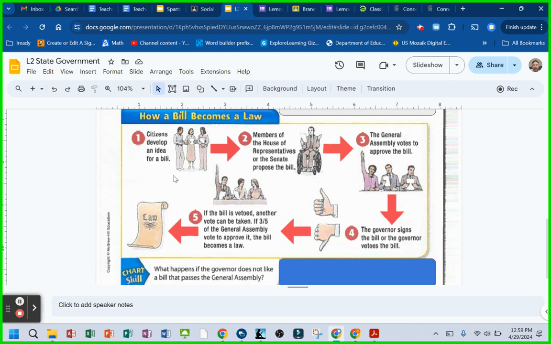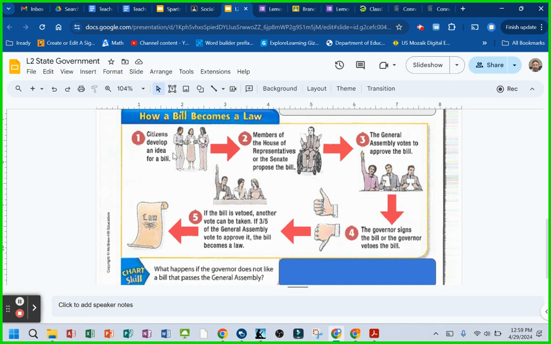All right, how a bill becomes a law. First, a citizen comes up with an idea. That's the first step. You write one of your representatives. Then the representative gets this idea, and members of the House of Representatives or the state propose the bill. So they say, hey, this is a great idea. So those representatives turn it into a bill. It's official. Then the General Assembly votes to approve the bill.